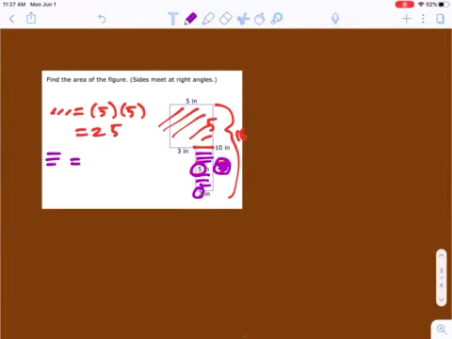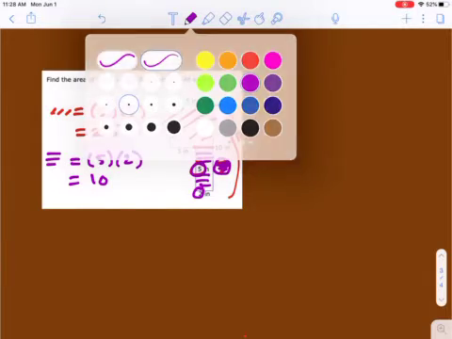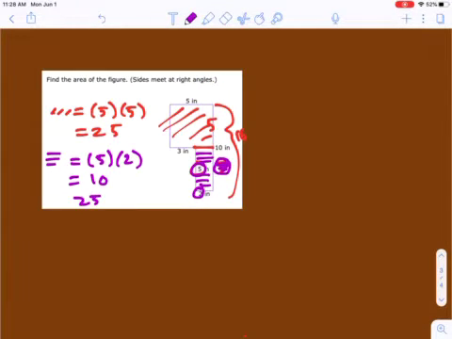Right? So for this part right here, that is equal to 5 times 2, which equals 10. And then you just add them up, right? You just say, okay, well, I'm going to do 25 plus 10 is equal to 35. And so it'll be 35, and then my units would be square inches because we are talking about area. And that kind of makes sense.